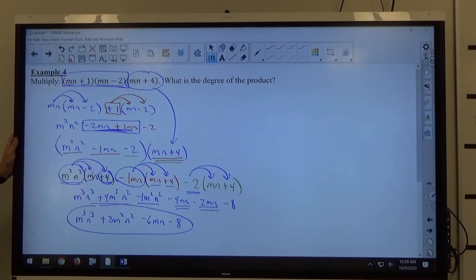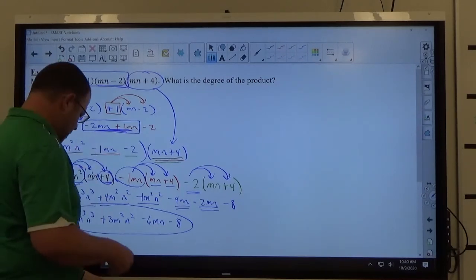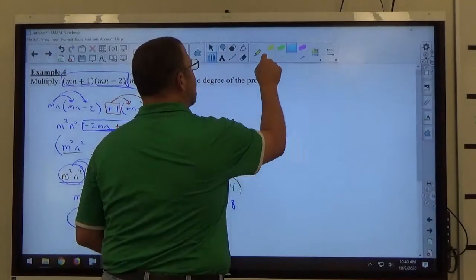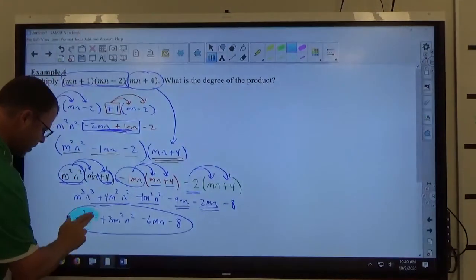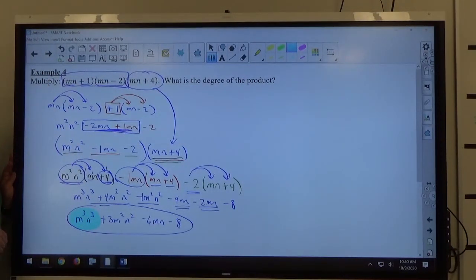Now the last thing I asked for is the degree of the product. So we dealt with degree yesterday. It's the same as it was yesterday. We find the degree of each term. We add the powers of the letters in the problem, right? So this m cubed, n cubed, if I look at that object, the letters are m and n, the powers are 3 and 3, 3 plus 3 is 6. So the degree of the blue highlighted term is 6.